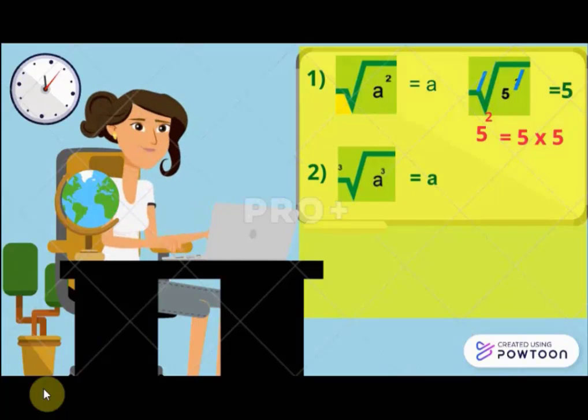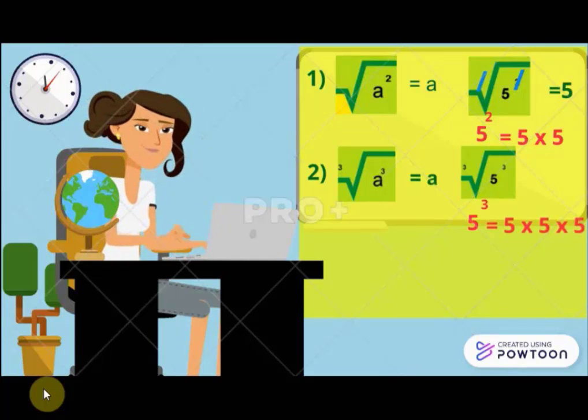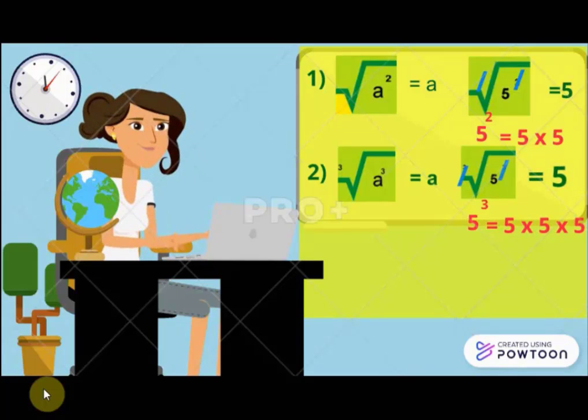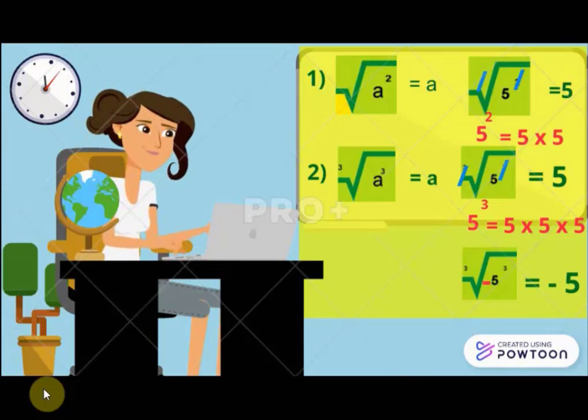Number 2. The cube root of a power 3 equals a. It means if we want to find the cube root of 5 power 3, 5 power 3 equals 5 times 5 times 5. So it will be equal to 5. It means we can ignore cube root with power 3, and the cube root of negative 5 power 3 also will be equal to negative 5.